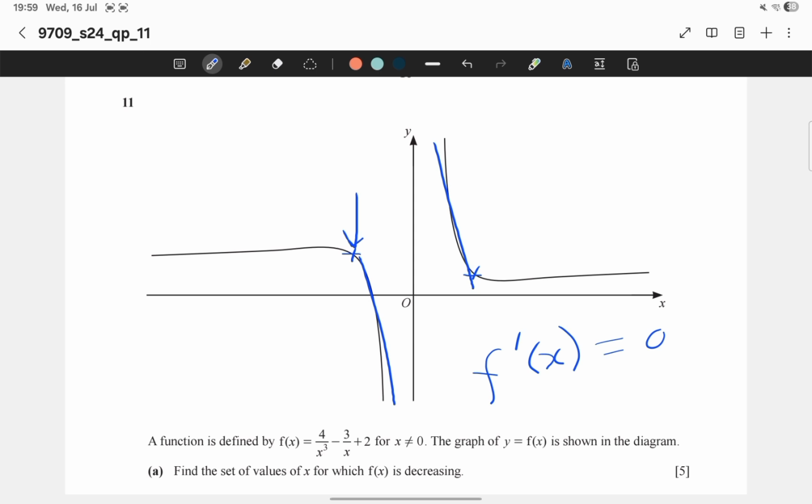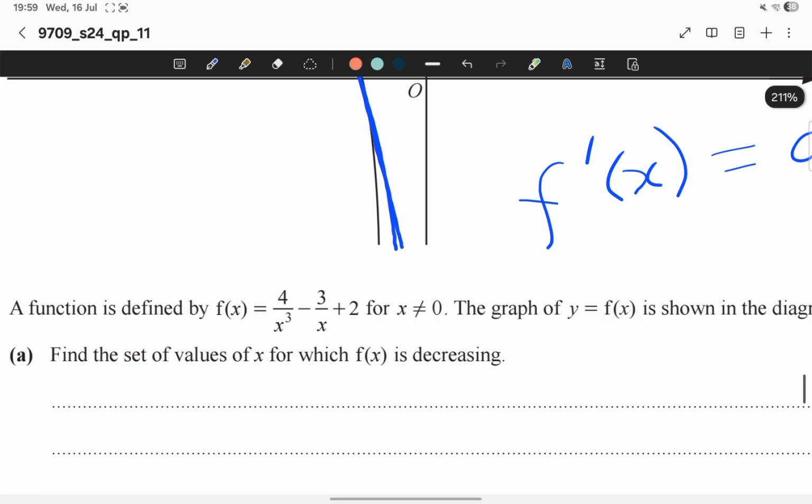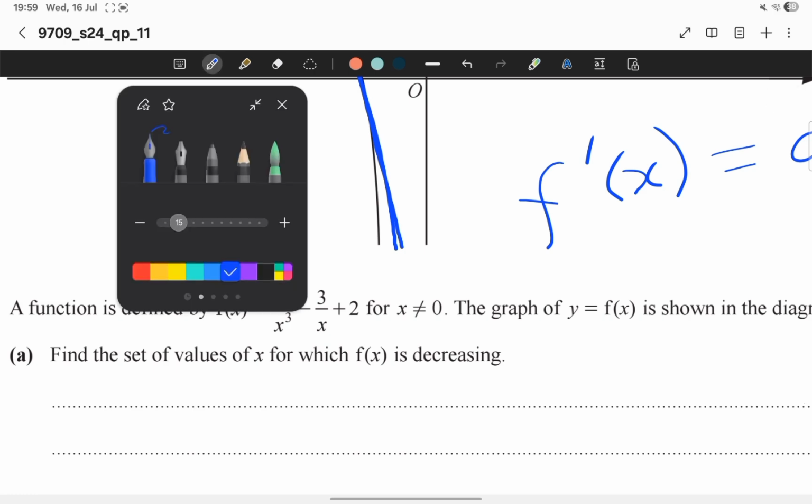It's only at this part and this part where the graph is slanting to the left. Whenever a line is slanting to the left, it is decreasing, and when it is slanting to the right, it is increasing. So what we need to find first is the first derivative, and we can rewrite this f of x in this form.